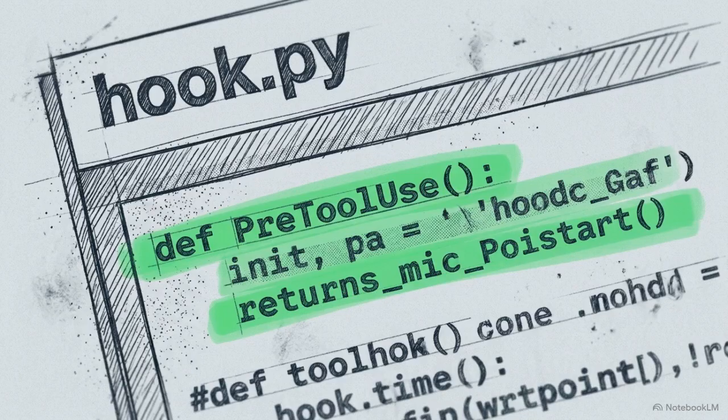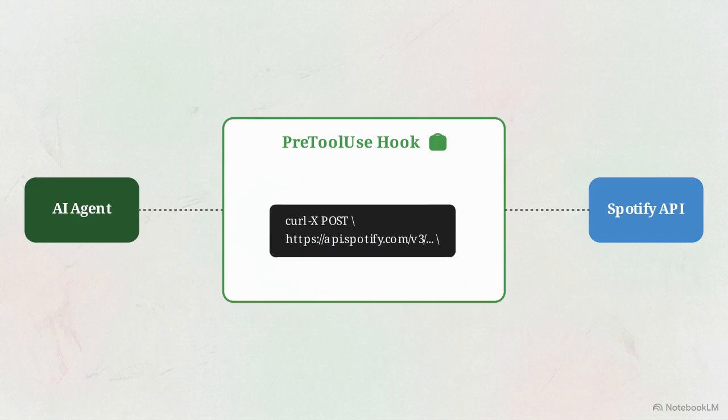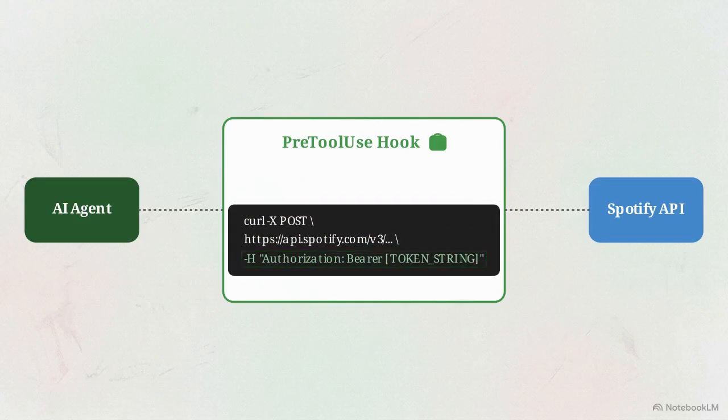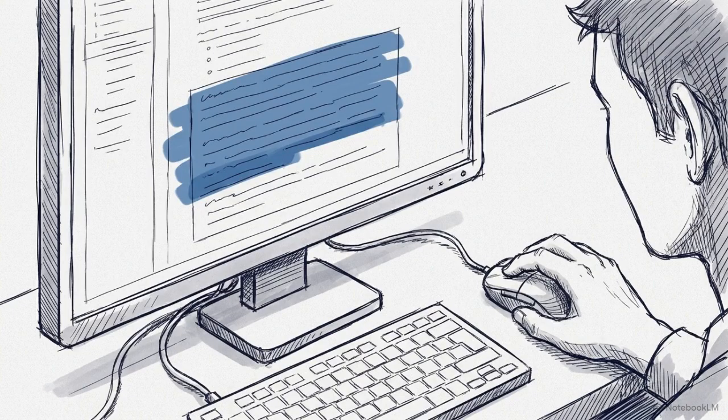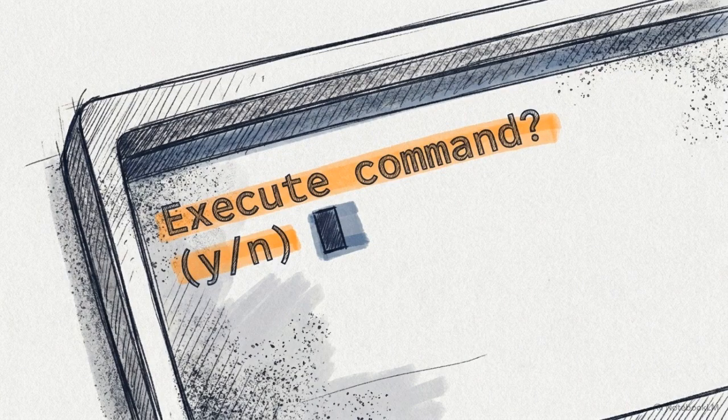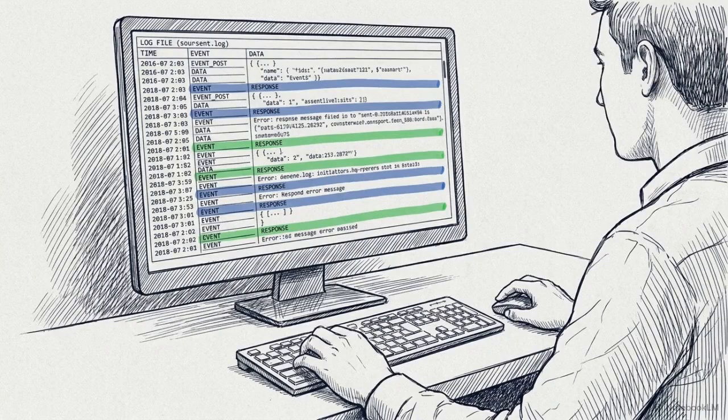To solve this, the architecture relies on a pre-tool use hook. This hook acts as a silent interceptor. It catches the curl string right before execution and securely injects the necessary OAuth bearer tokens. This gives developers a distinct advantage. They gain the ability to view, copy, and debug the exact HTTP request generated by the model before it ever impacts an active advertising budget. Combining agentic reasoning with raw command line tools prioritizes complete execution transparency over the comfort of opaque abstractions.